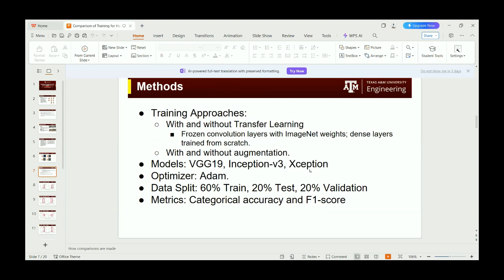We used 3 different models. We tried VGG19, Inception V3, and Xception. All 3 of these are pretty common, so that's why we used them. We used Adam for the optimizer, and a pretty standard data split, so a 60-20-20 between training, validation, and test. And we used 2 different metrics: categorical accuracy, which is useful, but not without an F1 score. So that's why we got the F1 score also, to give us some more confidence about the information that we got.